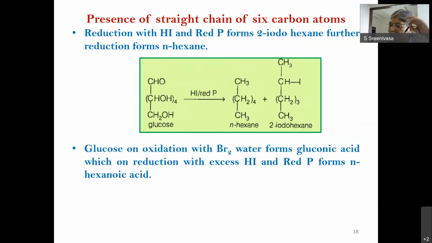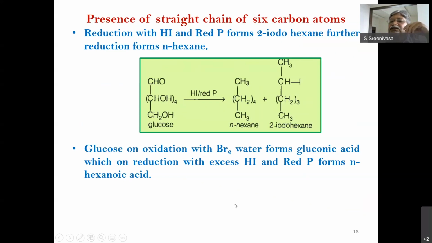That is the importance of structure. But they have taken a large amount of time to establish the structure. This is because during that time, analysis was very, very difficult. There were no apparatus, no chemicals. They had to develop everything on their own. And this sugar on heating with hydroiodic acid and red phosphorus gives n-hexane.